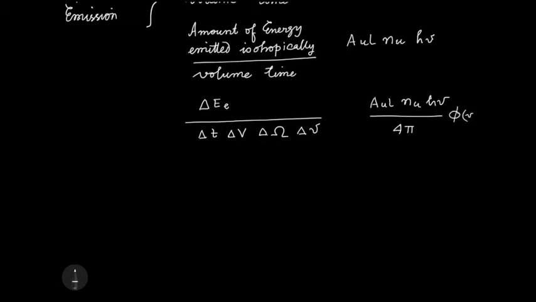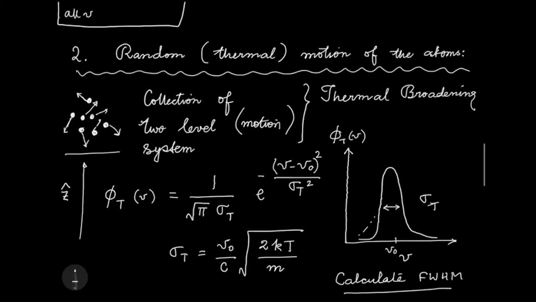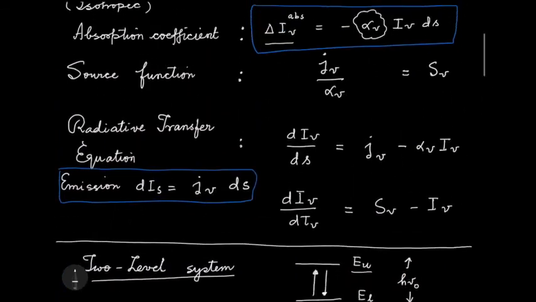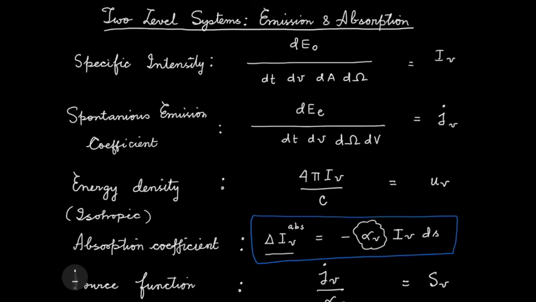And I may want to also know how much in a given frequency range. Remember, to know that, all I have to do is multiply this by phi nu. That gives me the amount in a frequency range around that frequency. So if I ask how much energy is emitted per unit time, per unit volume, per unit solid angle, per unit frequency range, this is the answer, right?